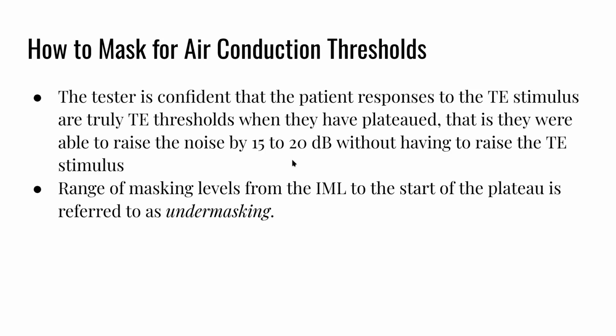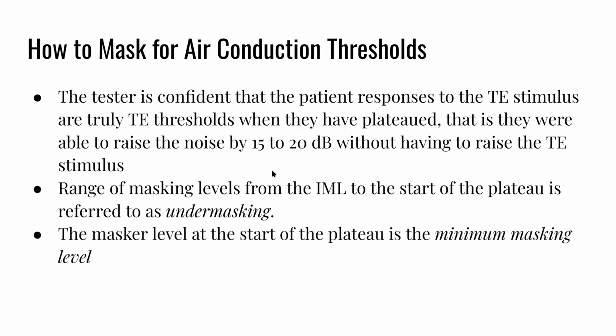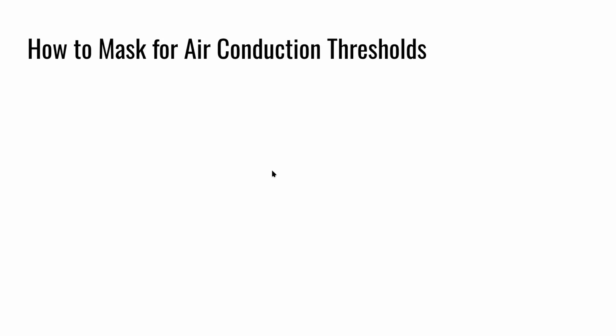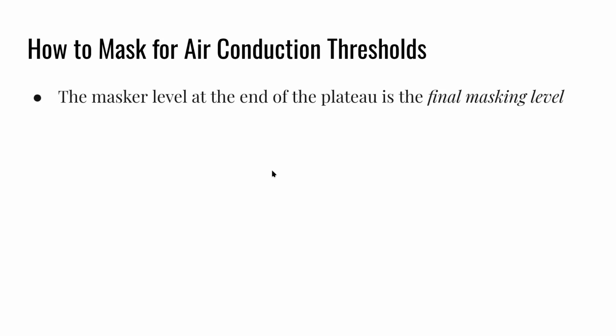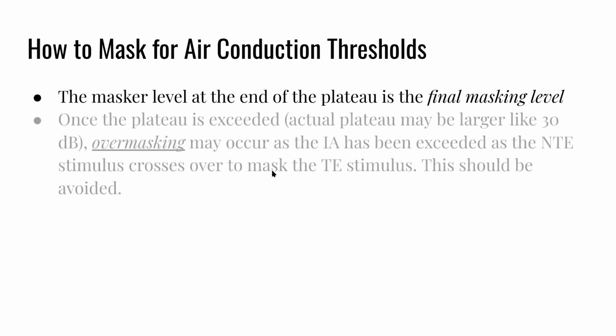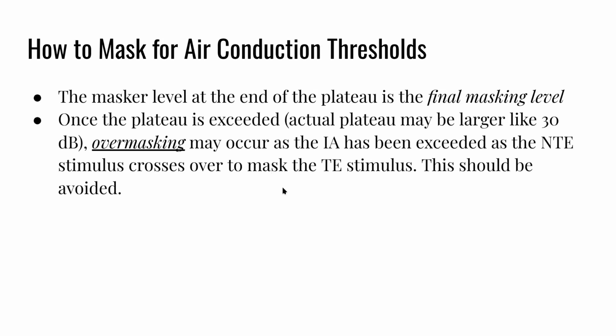There's a range of masking levels from the initial masking level to the start of the plateau that is referred to as undermasking. So the masking level that is below the initial masking level that is prescribed is called undermasking, where it's not going to do anything except maybe offer a little bit of central masking. The masking level at the start of the plateau is the minimum masking level. The masker level at the end of the plateau is the final masking level.